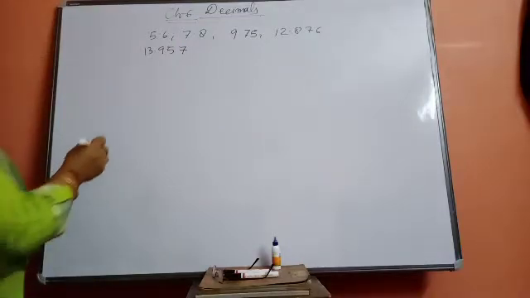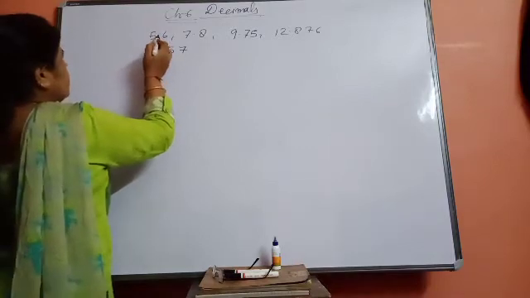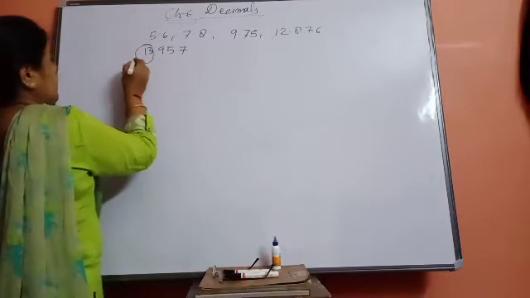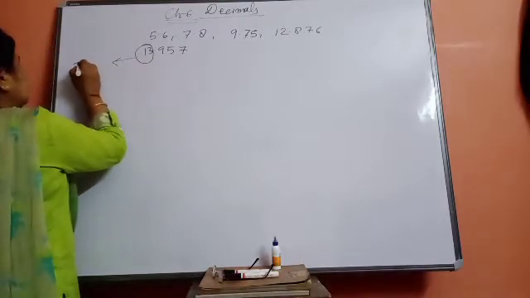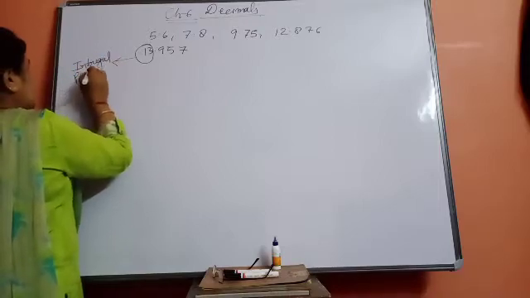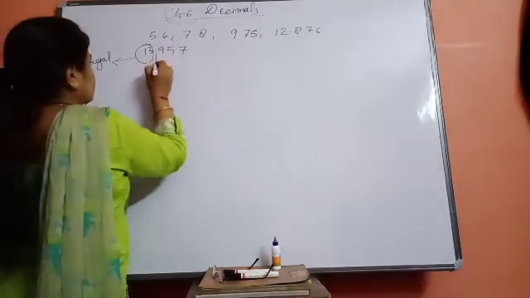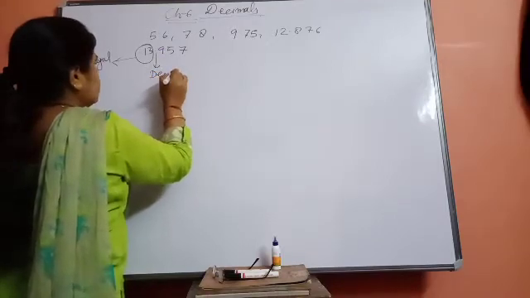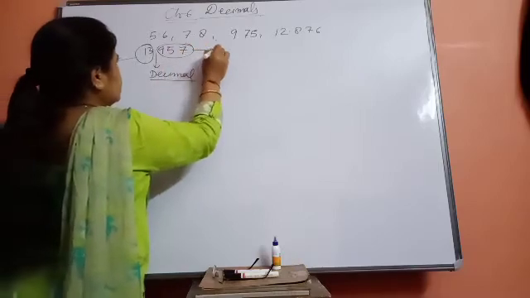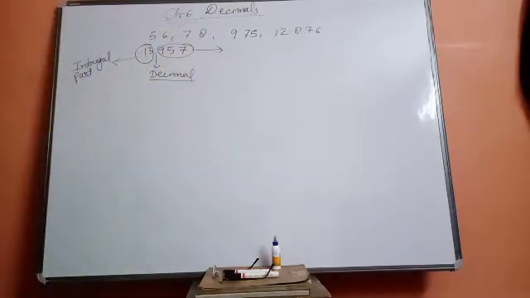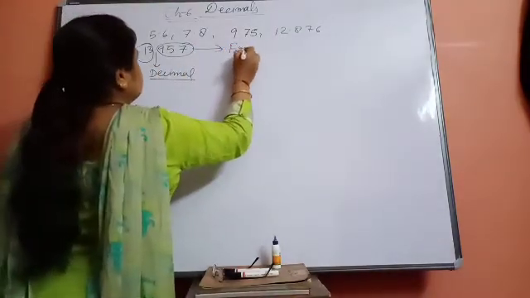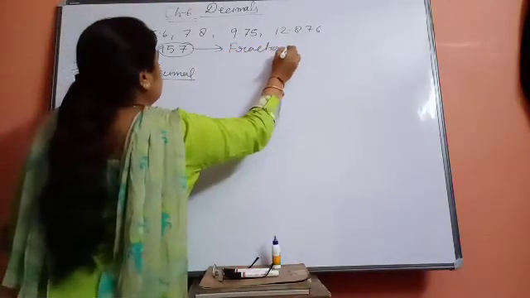Now see, the number before the decimal is known as the integral part. After the integral part, the decimal point comes. And the part after the decimal is known as the fractional part.